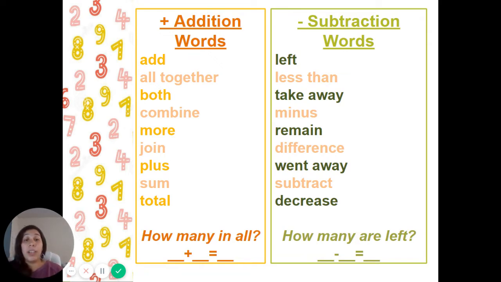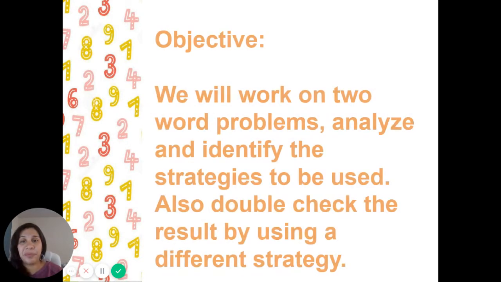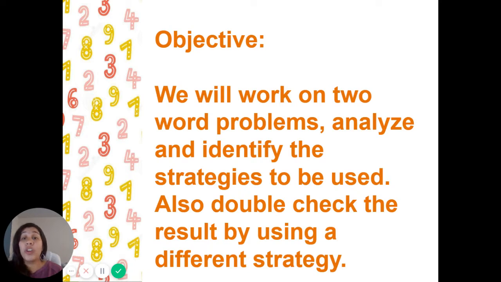Okay? With this being said, let's take a look at today's content objective. We will work on two word problems, analyze and identify the strategies to be used. Also, we are going to double check the result by using a different strategy. It is very important that every time you solve a problem, you make sure that you get to the correct number. Okay, how do you do that? Very easy. You use a different strategy, and if you get the same number, that means that your exercise was correct.